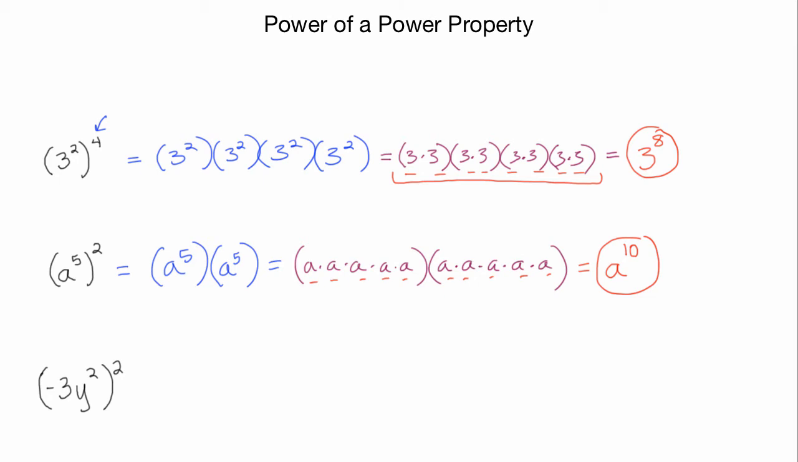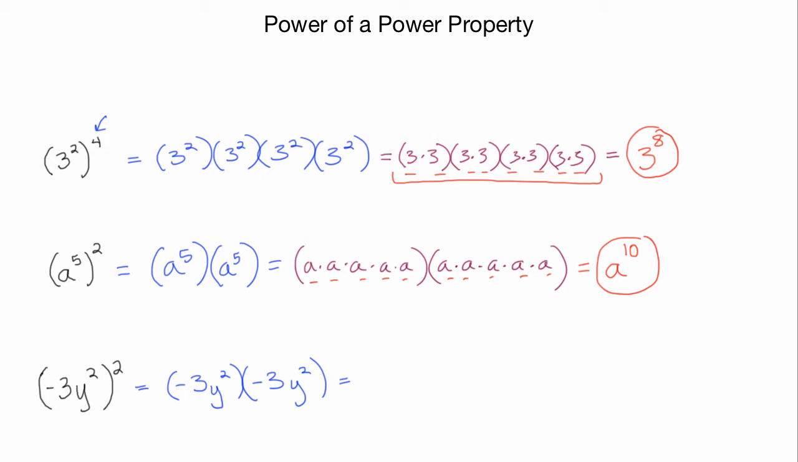All right, well, let's go ahead and dive into the last one. I like diving. So here I've got another squared. So essentially I have negative 3y squared times another negative 3y squared. Well, let's see what happens here.